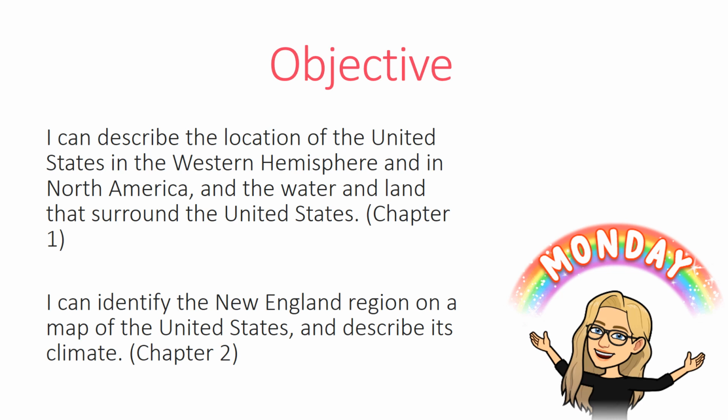Our objective is I can describe the location of the United States in the Western Hemisphere and in North America and the water and land that surround the United States. That's our objective for Chapter 1. For Chapter 2, it's I can identify the New England region on the map of the United States and describe its climate.